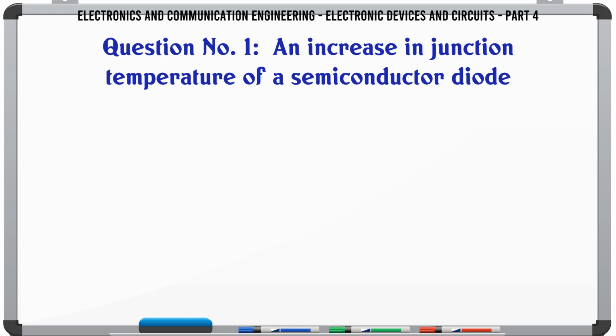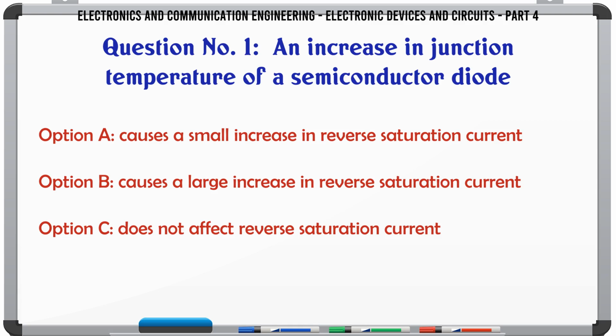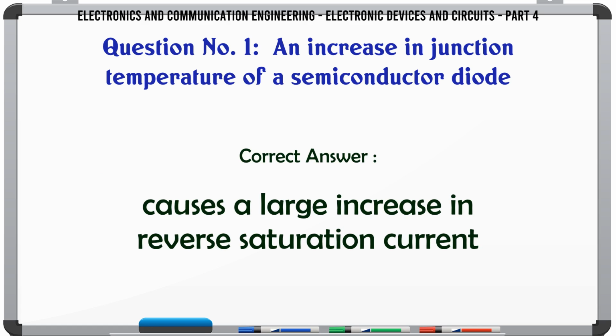An increase in junction temperature of a semiconductor diode: A. causes a small increase in reverse saturation current. B. causes a large increase in reverse saturation current. C. does not affect reverse saturation current. D. may cause an increase or decrease in reverse saturation current depending on rating of diode. The correct answer is B, causes a large increase in reverse saturation current.